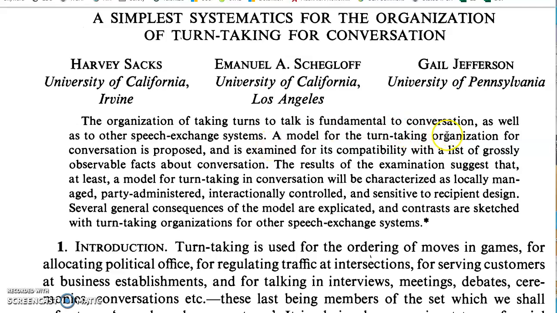A model for turn taking is proposed and examined for its compatibility with a list of grossly observable facts about conversation. So they're basically saying we're going to be talking about a model for how to take turns in conversation. The results of the examination suggest, once we analyzed it and observed, this is what we found. These are our results. It suggests that at least a model for turn taking in conversation will be characterized as locally managed, party administered, interactionally controlled, and sensitive to recipient design.